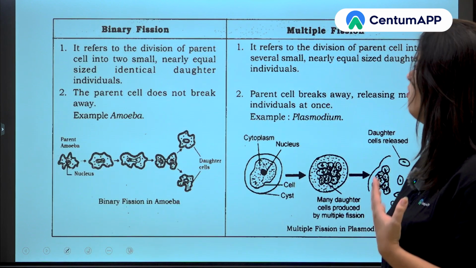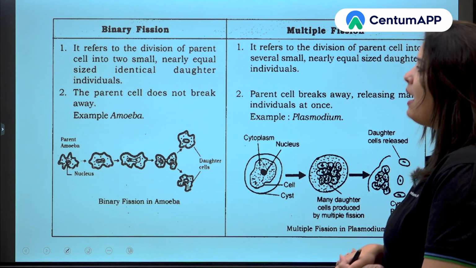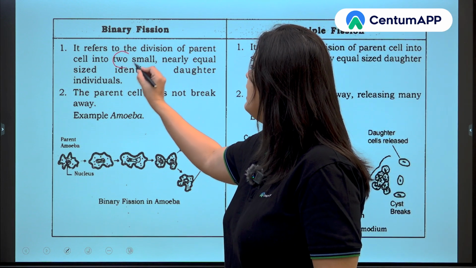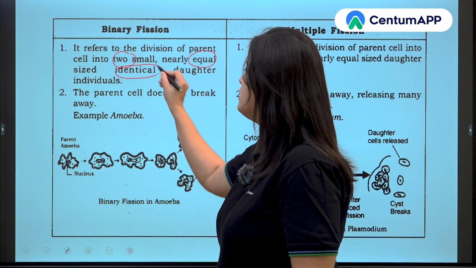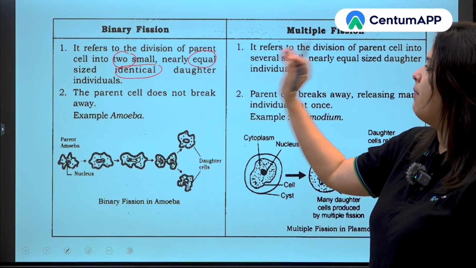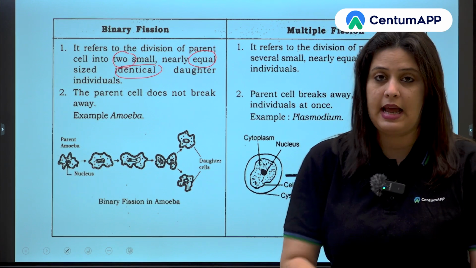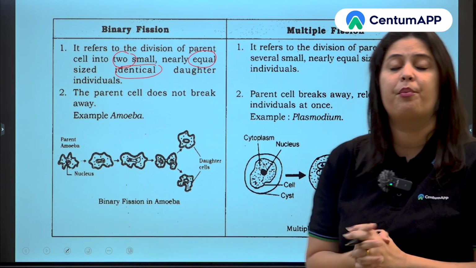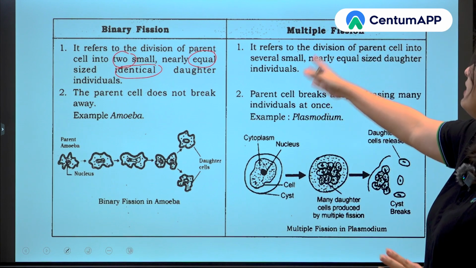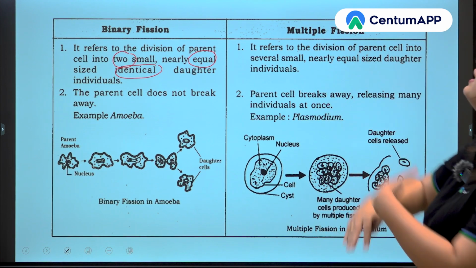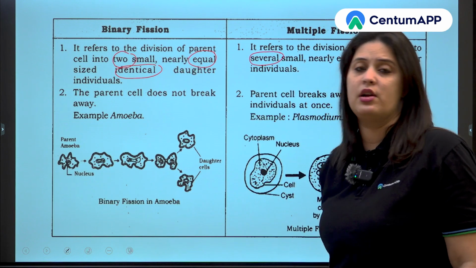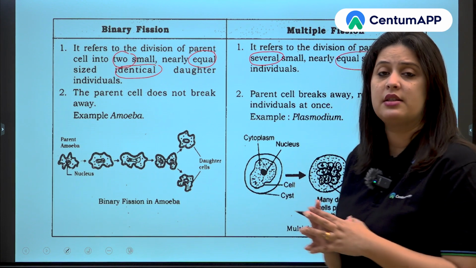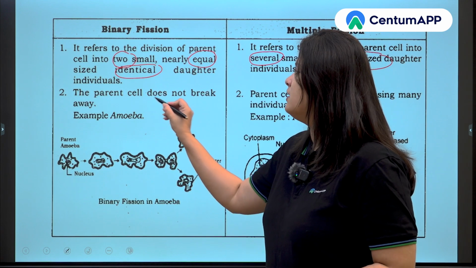What is the difference between binary fission and multiple fission? Binary fission refers to the division of the parent cell into two small, equal-sized, identical daughter cells. Multiple fission is the division of the parent into several small cells. Here also they are equal-sized, but it divides into several individuals, whereas in binary fission the parent cell does not break away.